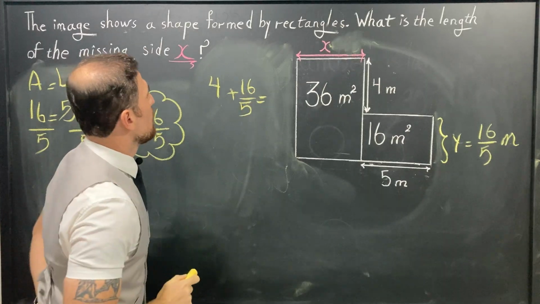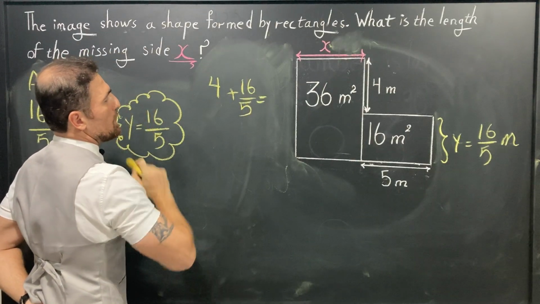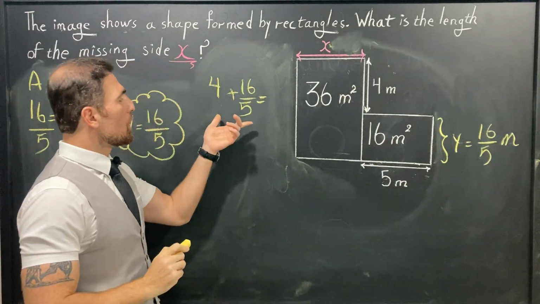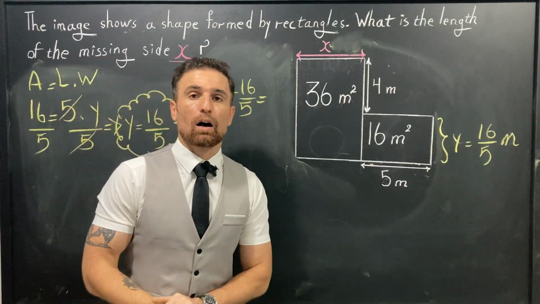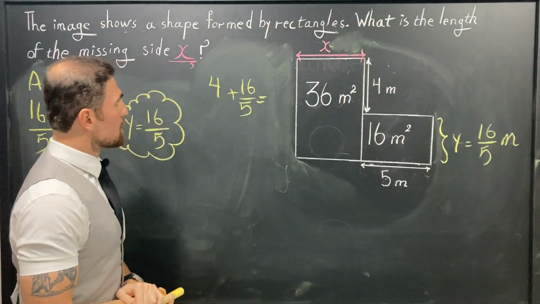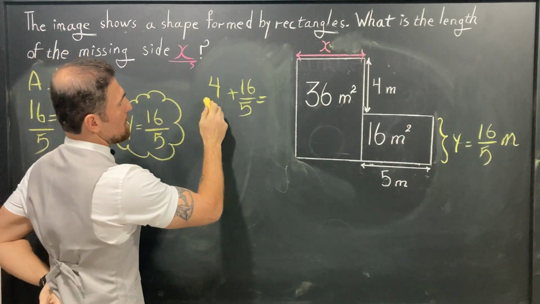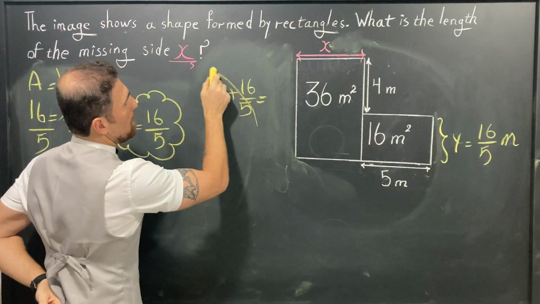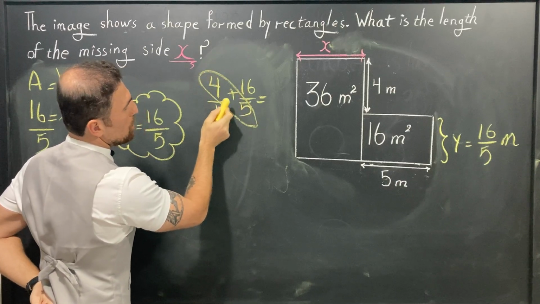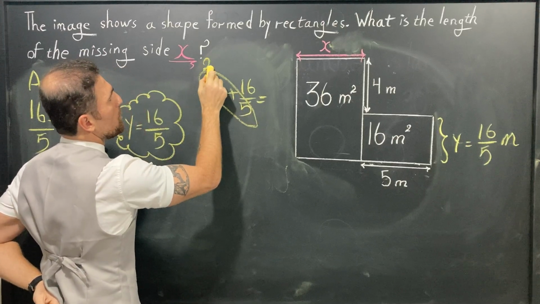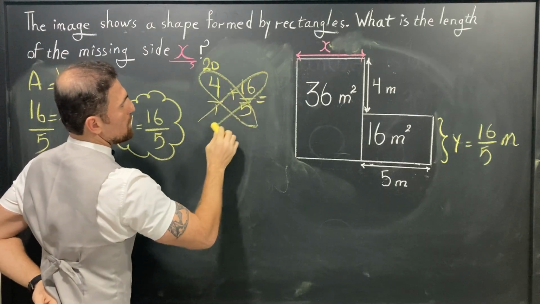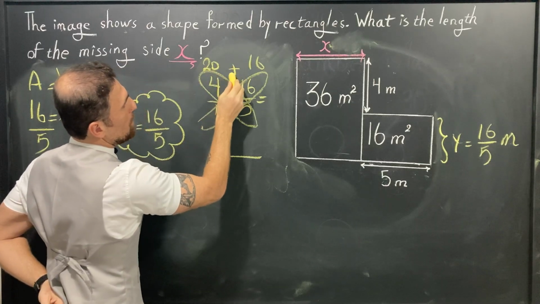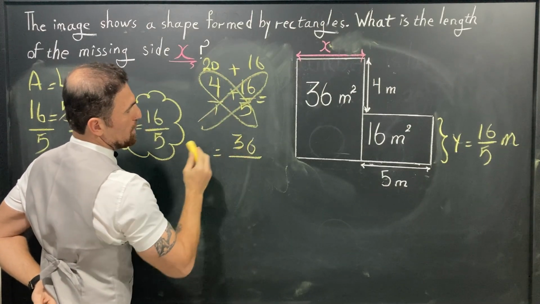But how can we find the value of this addition? Let me teach you a very cool way to add fractions that is called butterfly method. As you know, 4 is the same as 4 over 1. In the butterfly method, it's enough we multiply these two numbers. 4 times 5 equals 20. 1 times 16 equals 16. So the answer 20 plus 16 equals 36.